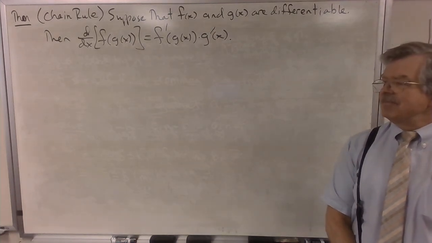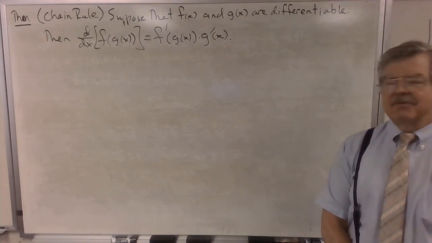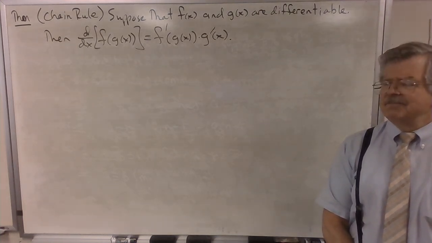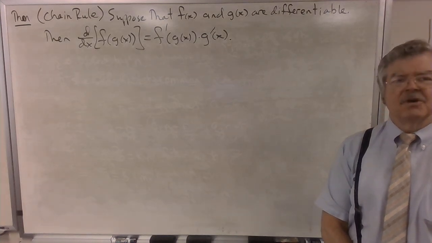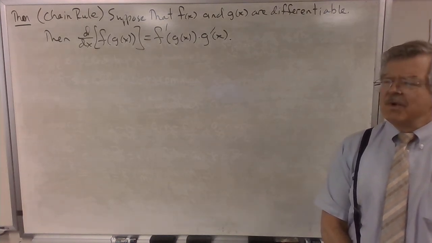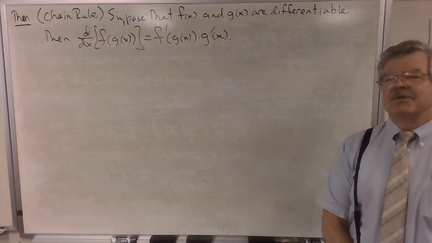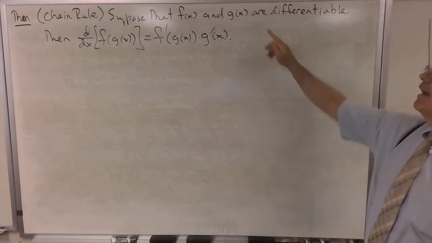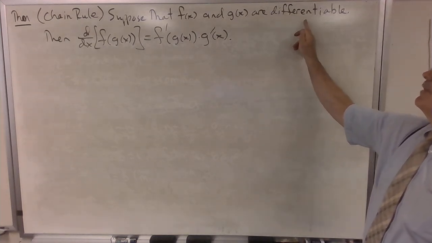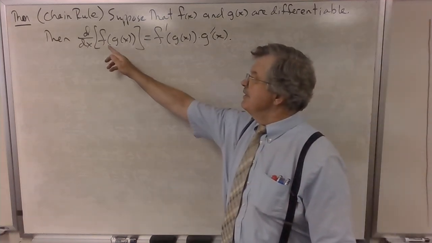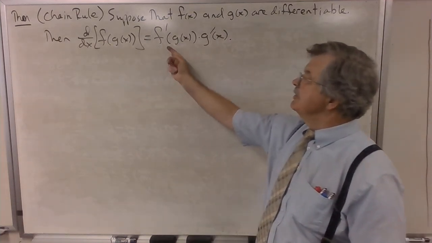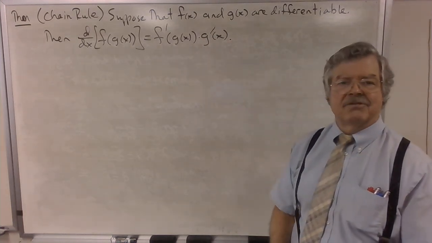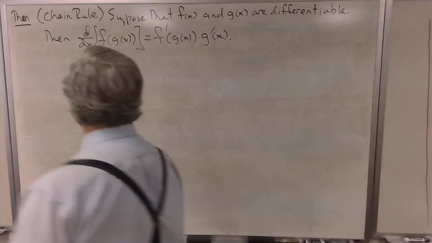The last time that we met, we were proving some of the rules of differentiation: quotient rule, power rule, product rule, and so forth. We have one more rule that we really need to prove. That's the chain rule. If f of x and g of x are differentiable, then the derivative of f composed with g of x is f prime of g of x times g prime of x. And we'll prove that right now.